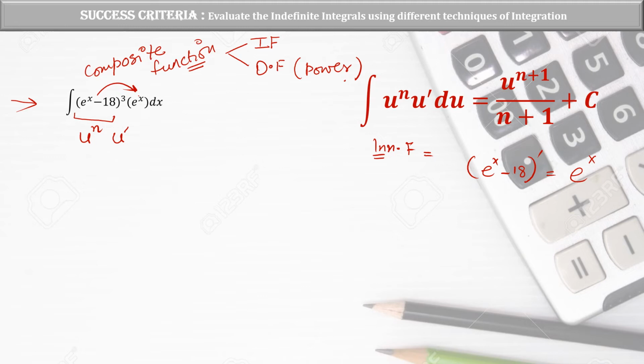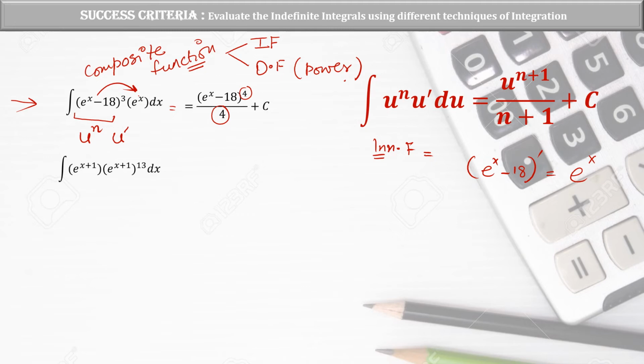Once we have the derivative, we write the bracket thing, meaning the inner function, as it is, add 1 in the power, and whatever we write as the power, we write it in the denominator. So, let's check one more question.